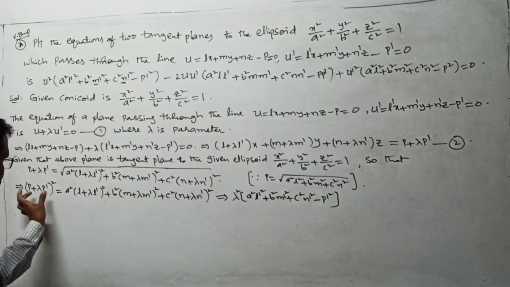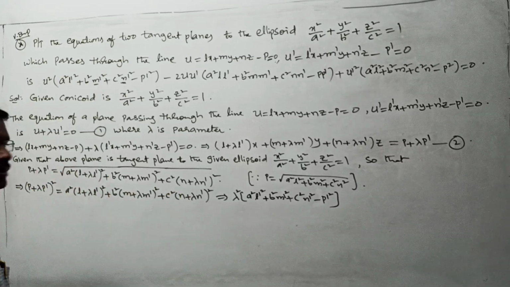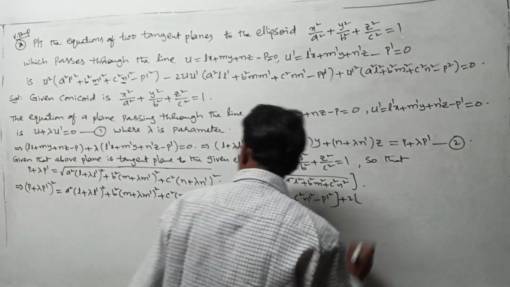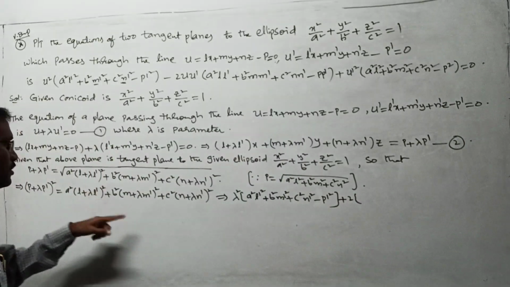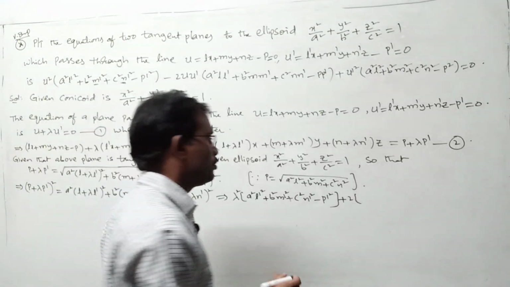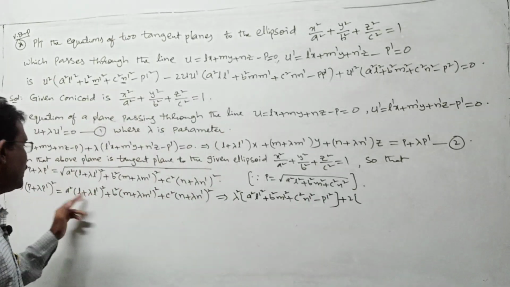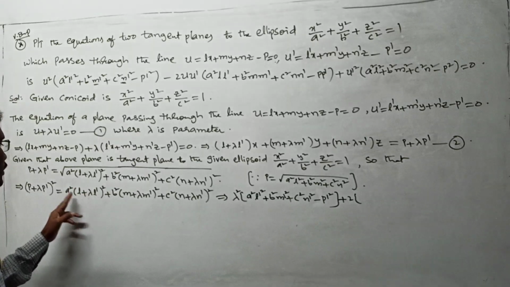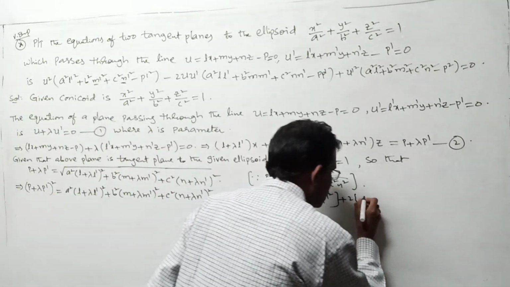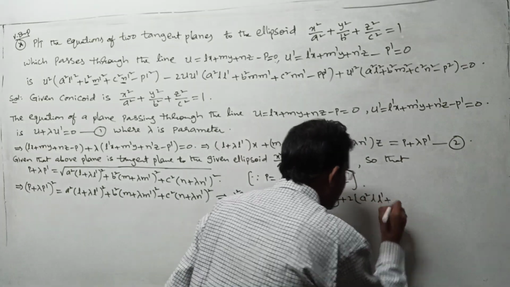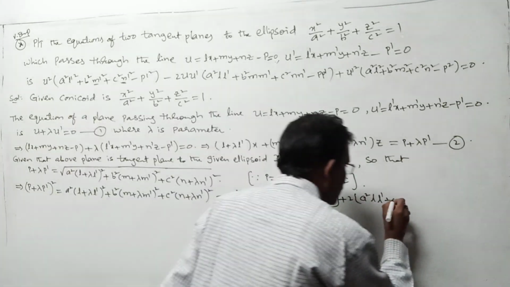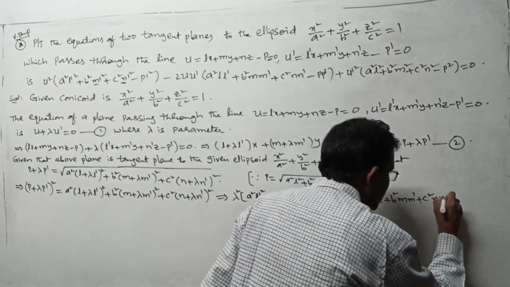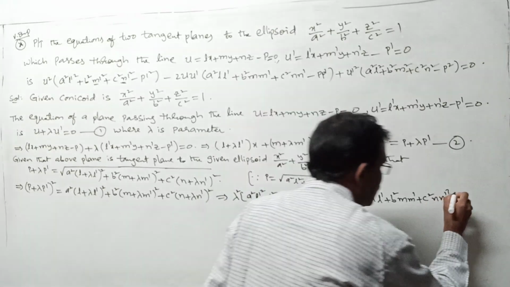Because after expanding, take this total terms to the other side. This is the lambda square coefficient plus the lambda coefficient, write down. In this (a plus b) whole square expansion, the 2ab term gives what? The lambda coefficient. Now I am taking 2 common and lambda common: 2 common, lambda common, a square into l dash, a square into l dash. Here, b square into m dash plus c square into n dash into lambda.